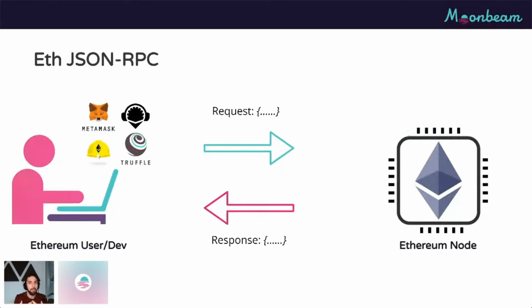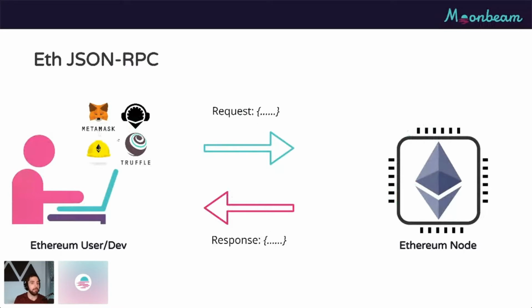But what's happening underneath is that all these tools build JSON RPC messages and send them to an Ethereum node via a request, right? And then the Ethereum node answers or responds to that request with the data that you asked for.